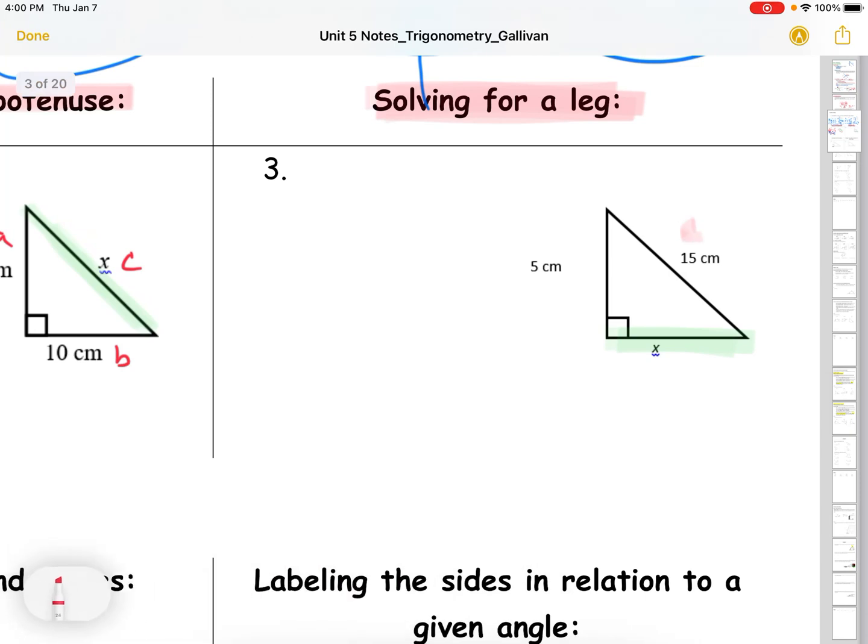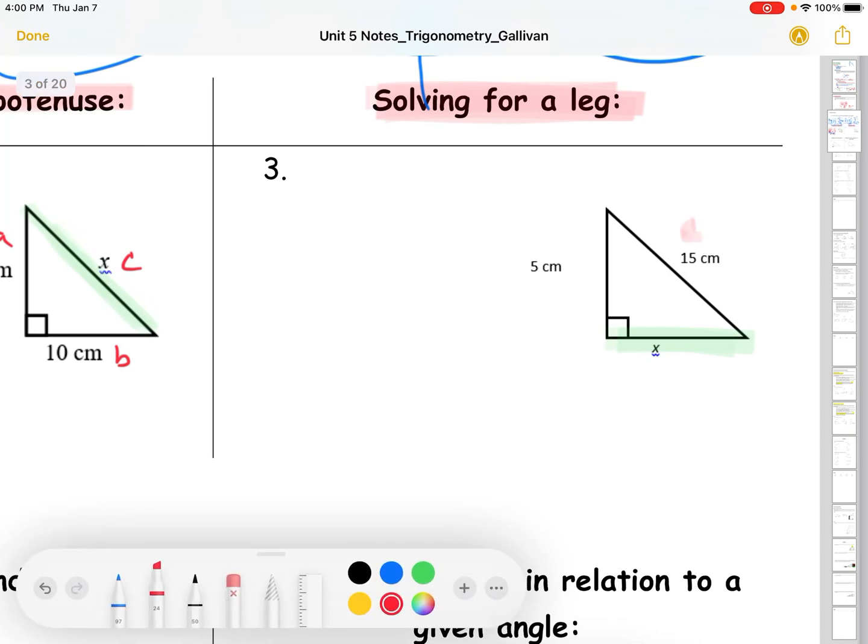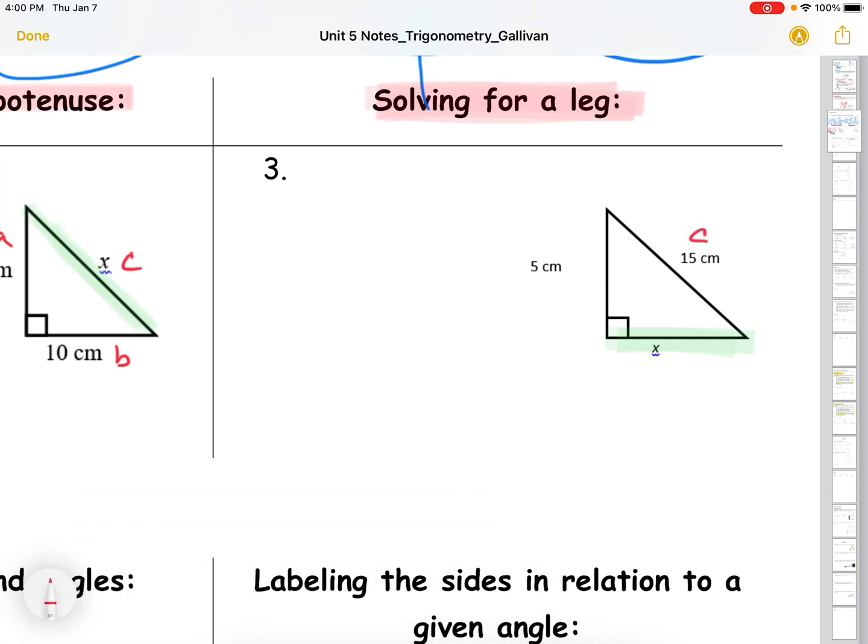So let's label. This would be C. And we can make this A and this B. It doesn't really matter which is which. A squared plus B squared equals C squared. So let's fill in what we know. A is 5 squared, B is x, and C is 15 squared. So when we calculate this, we're going to go into solving equations mode. 25 plus x squared equals 15 squared, which is 225.